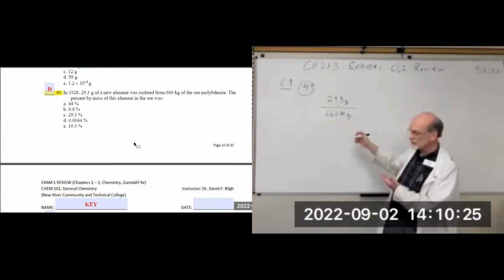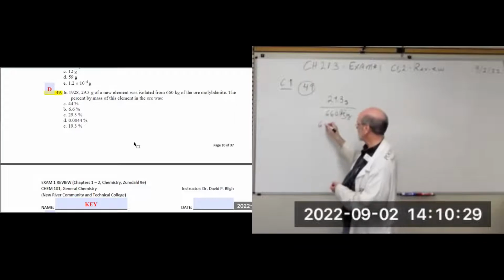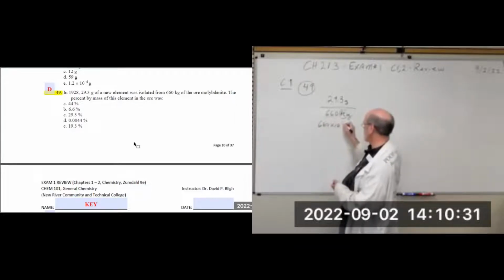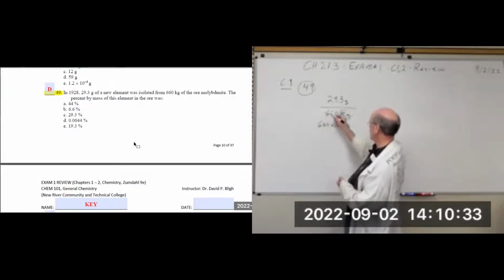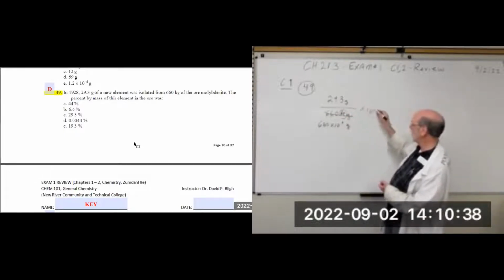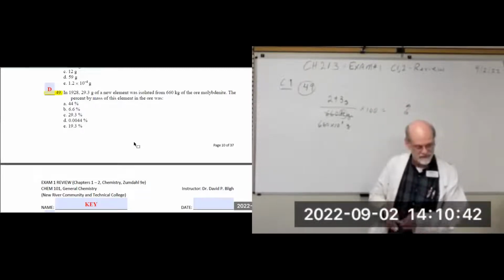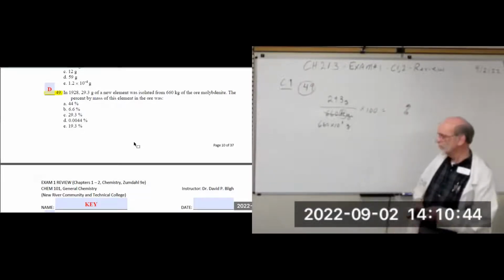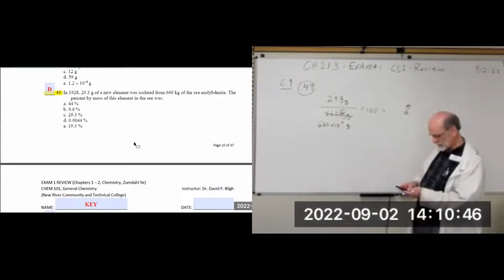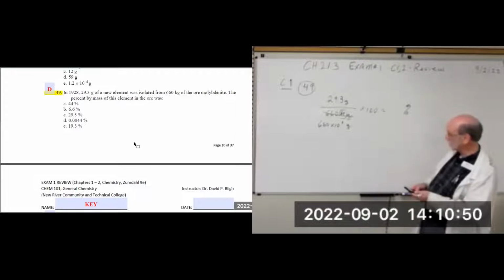Change the kilograms to grams. So you've got 1,000 times there: 660 times 10 to the 3rd grams. Divided into 29.3 grams, times 100. That's your percent. Okay? That looks simple enough. We can do that one. Divide it by 660, and then give you an exponent of 3, and 100 times that.